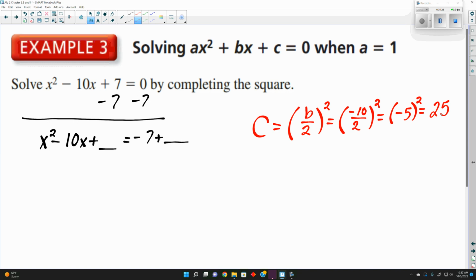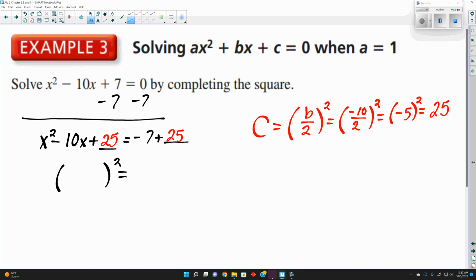And like we did on the last few, we plug it in here, which tells us that x squared minus 10x plus 25 is a perfect square trinomial that we can rewrite as a set of parentheses squared, yes? But if I add something to one side, I have to add it to the other. Now x squared minus 10x plus 25, we're going to rewrite as a set of parentheses squared.